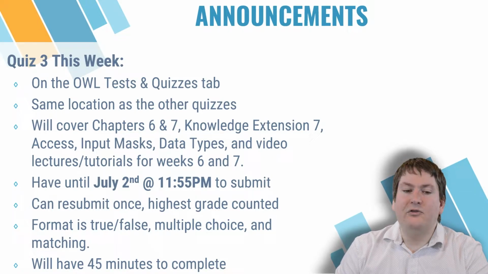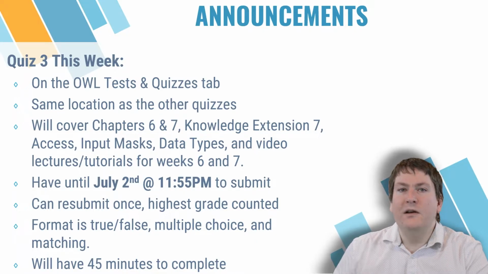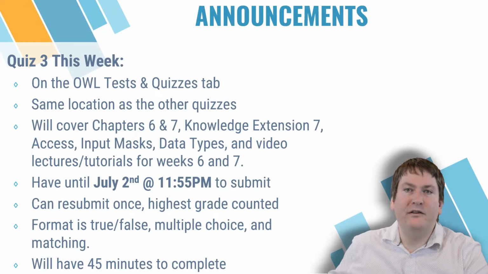The format is going to be true and false, multiple choice, and matching. And unlike the other quizzes, you're going to have 45 minutes to complete this one rather than an hour, and that's because there are fewer questions on this quiz. I try to give you about a minute for each true and false question, about a minute and a half for each multiple choice, and at least 3 minutes for the more complex questions. And then I round it up to a nice number like 45. So do try to stick to that time limit for each of your questions. On true and false, you should be spending about a minute or less. Multiple choice, about a minute and a half or less, and the more complex ones, about 3 minutes.